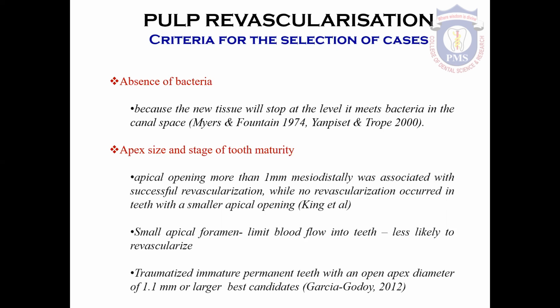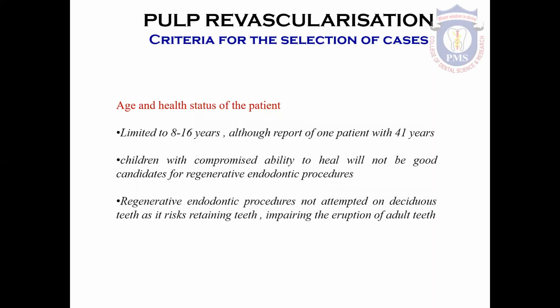So traumatized, immature, permanent teeth with an open apex diameter of greater than 1 millimeter are best candidates for revascularization. And also it is limited to the age group of 8 to 16 years because the healing ability will be more in that age group.